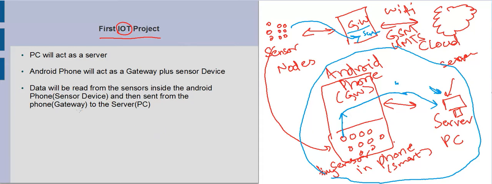So this is going to be our project. We can describe it again here. It says that the PC, the personal computer, will act as a server. The Android phone will act as a gateway, plus also the sensor device. So data will be read from the sensors inside the Android phone, which is going to contain our sensor device.